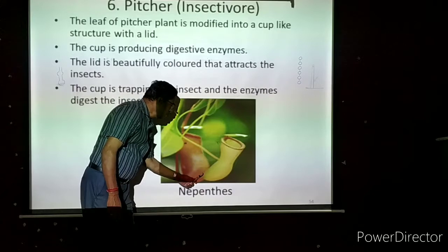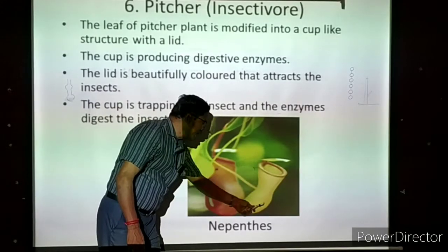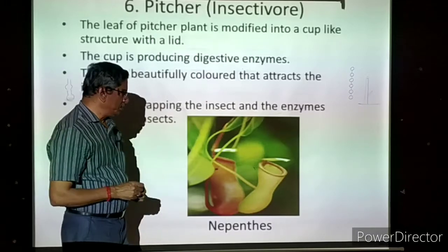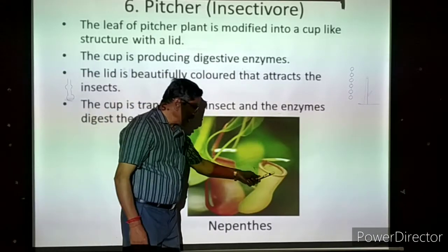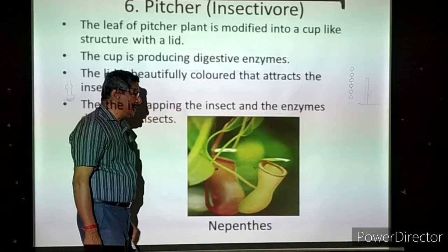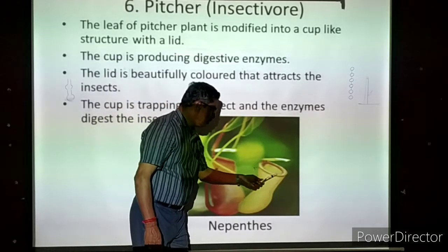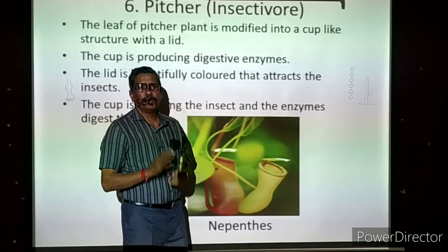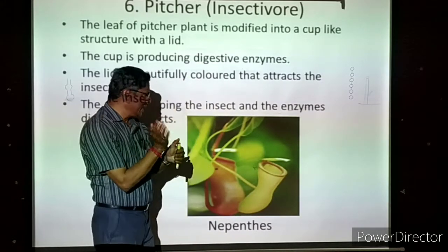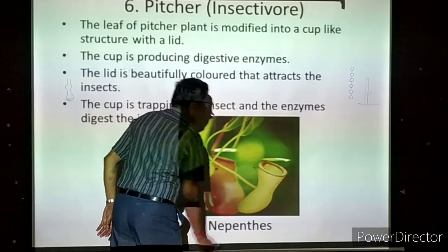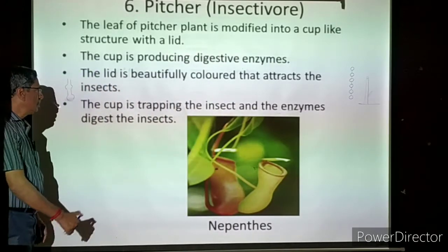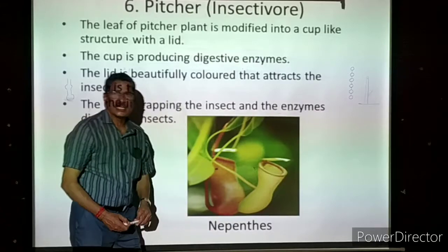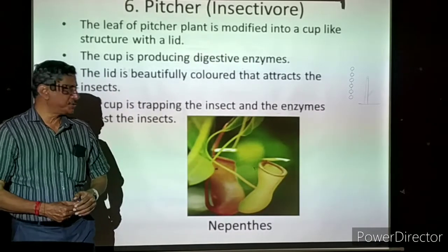Now one part of the leaf is modified into an elongated cup-like structure. This cup-like structure, the pitcher, is very visible. We can see it by naked eye. It may be 3 or 4 inches in length. Now this is a circular mouth, and here you can see that one lid is present, covering the mouth. It can cover and it can open, but the lid is beautifully colored like a normal plant. The best example for this pitcher plant is Nepenthes. As I told, it is present only in some forest.